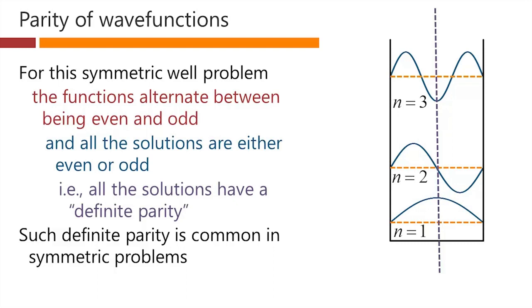If we looked at an asymmetric problem, for example, if we tilted this potential here, we would find that the functions did not have definite parities. But a large number of at least idealized problems do have very good symmetry in them, and this parity tends to show up. And it is mathematically very helpful. For example, lots of integrals vanish exactly just because of the parity, and we don't even have to work them out.